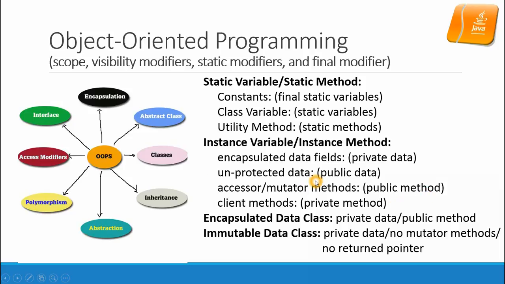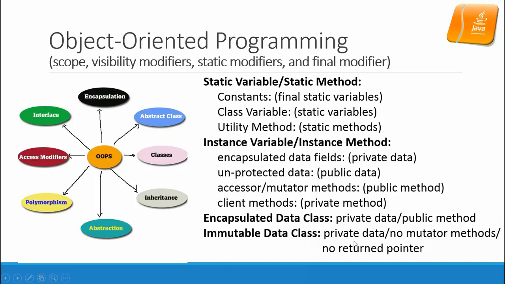Unprotected data, we use public data. Client methods, we use private methods. A private method can only be used in the same instance or class. Encapsulated data class: private data, public accessor and mutator methods. The data is encapsulated, so you cannot use direct access to the data.